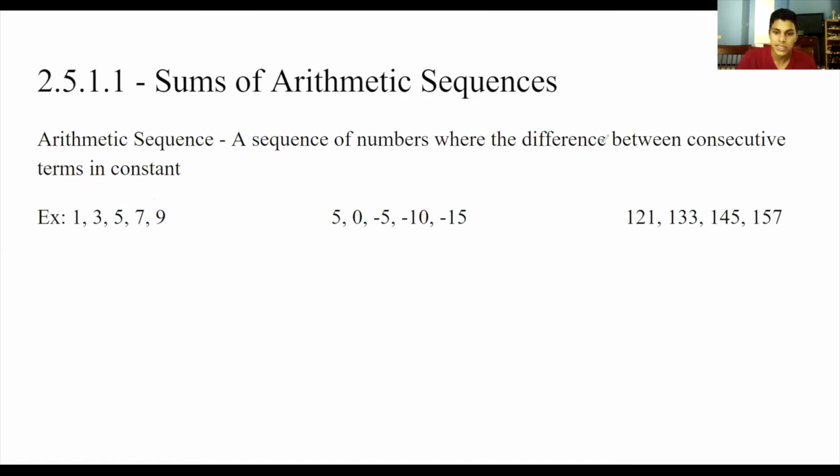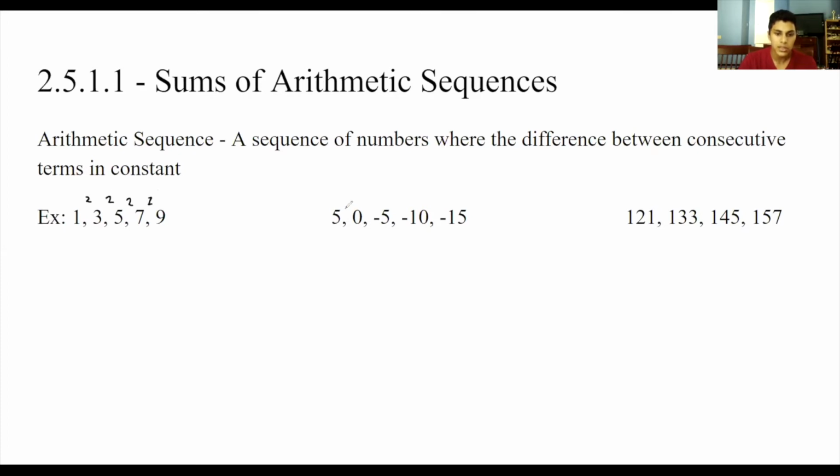So it says where the difference between consecutive terms is constant. Well, the difference between 3 and 1 is 2. The difference between 5 and 3 is 2. The difference between 7 and 5 is 2, and the difference between 9 and 7 is 2. So that makes this one an arithmetic sequence.